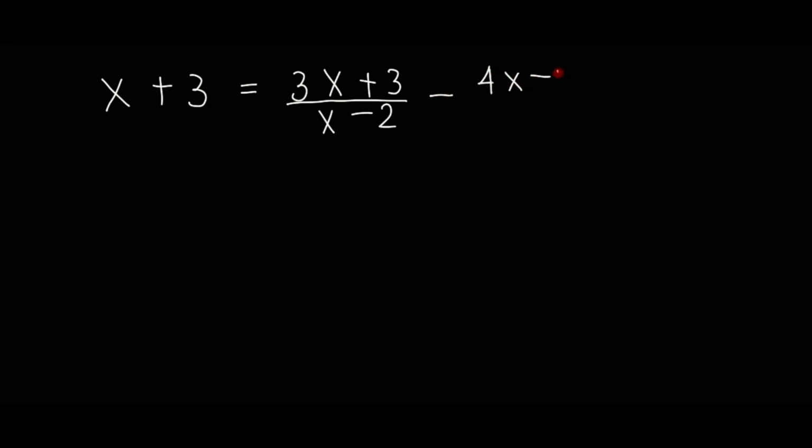And then what about this one? x plus 3 equals 3x plus 3 over x minus 2, minus 4x minus 2 over 2 minus x.